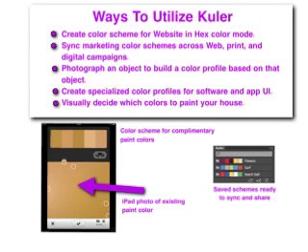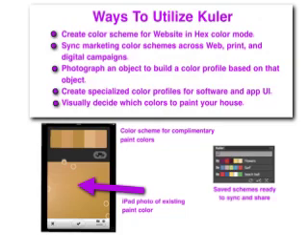Here are a few ways you can utilize the Kuler app. You can create color schemes for websites in hex color mode. Hex color is used directly for the web. You can also import that directly into Dreamweaver. You can sync your marketing color schemes across web, print, and digital campaigns. The synchronization between the Creative Cloud apps really allows you to streamline the correct colors and the correct shades for all related advertising campaigns. You can photograph an object and build a color profile based on that object.